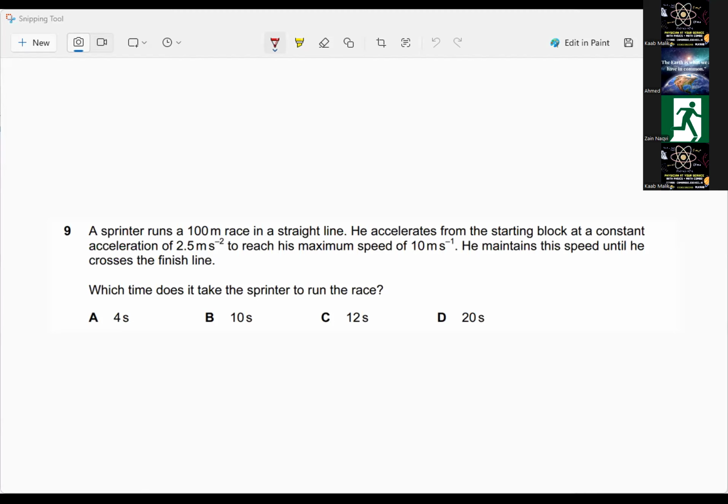Okay, a sprinter runs a 100-meter race in a straight line. He accelerates from the starting block at a constant acceleration of 2.5 meters per second squared to reach his maximum speed of 10 meters per second. He maintains this speed until he crosses the finish line. How much time does it take the sprinter to run the race?